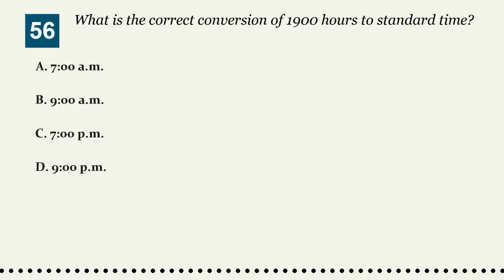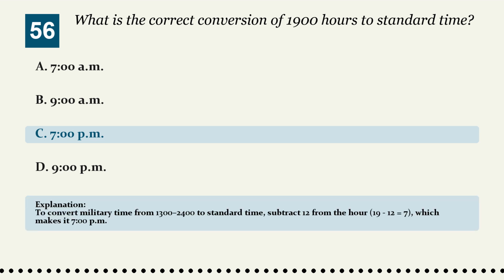Question 56. What is the correct conversion of 1900 hours to standard time? Option A, 7 a.m. Option B, 9 a.m. Option C, 7 p.m. Option D, 9 p.m. The correct answer is option C, 7 p.m. To convert military time from 1300 to 2400 to standard time, subtract 12 from the hour. 19 minus 12 equals 7, which makes it 7 p.m.